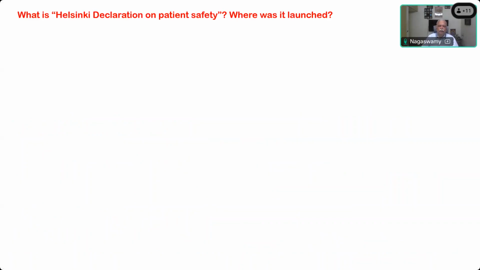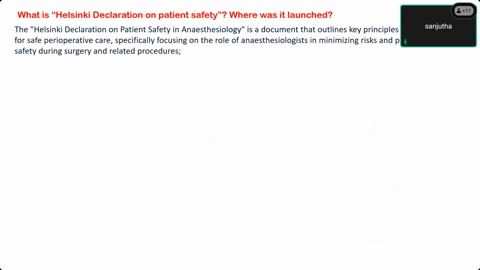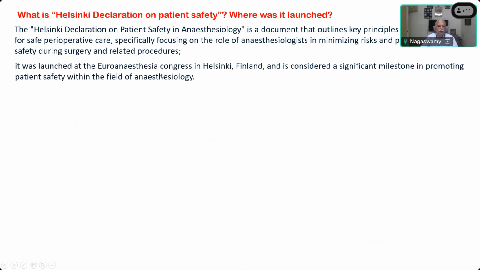What is the Helsinki Declaration on Patient Safety and where was it launched? Heard about this or not? No, sir. Okay. The Helsinki Declaration on Patient Safety in Anesthesiology is a document that outlines key principles and standards of safe perioperative care, especially focusing on the role of anesthesiologists in minimizing risk and ensuring safety during surgery and related procedures. This was launched in the Euro Anesthesia Congress in Helsinki, Finland, and is considered a significant milestone in promoting patient safety within the field of anesthesiology.